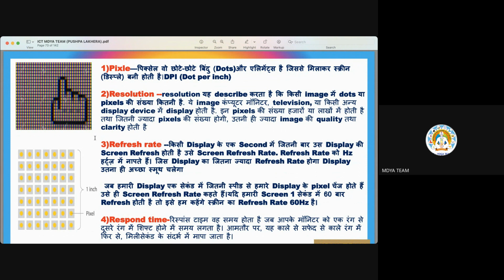Now, what is resolution? Resolution describes how many dots form the image. Like in television or computer monitor or any display device, how many pixels are there to define a particular display. So if the number of pixels is more, then your picture quality will be better. So you need more pixels to get a more refined image.